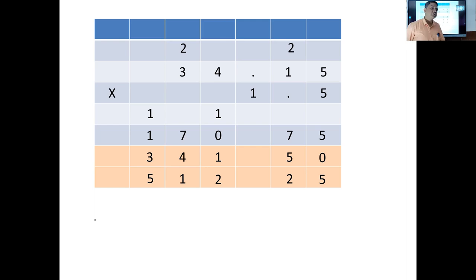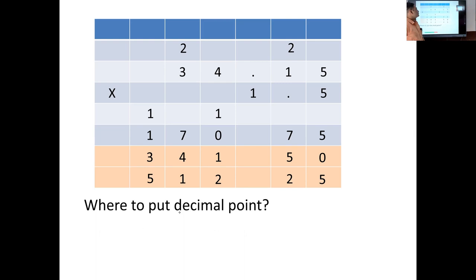Now, where to put the decimal point? Because there are 2 decimal places in the multiplicand and 1 decimal place in the multiplier. So this is a question. Again, we are going to convert the multiplication of decimal numbers into the multiplication of fractions. 34.15 can be written as 3415 out of 100 because there are 2 decimal places, and 1.5 can be written as 15 out of 10.